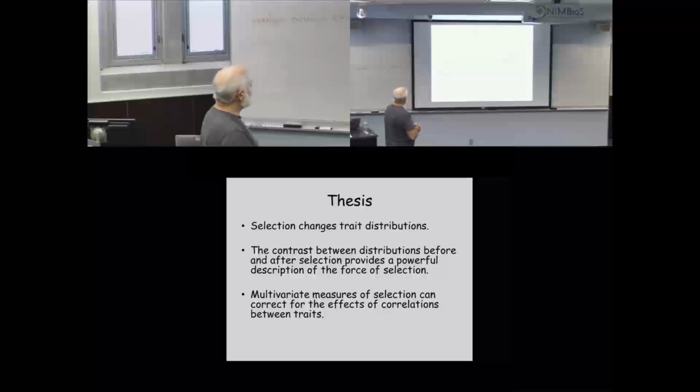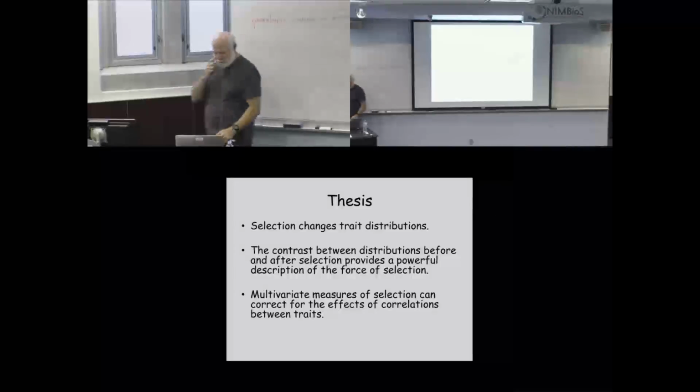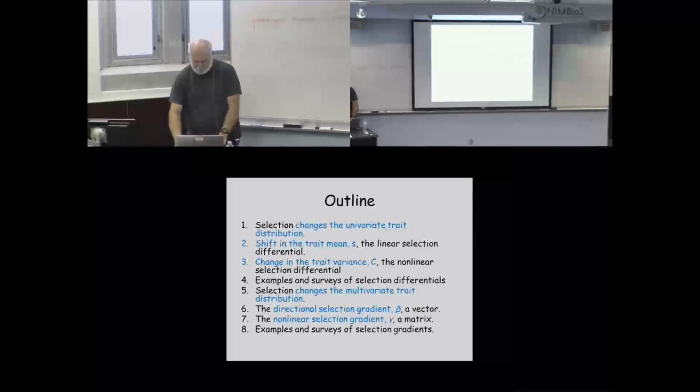It's more intuitive to some people. And then our third point is that multivariate measures of selection can correct for the phenotypic correlations between traits. We talked about the problem of genetic correlations between traits in thinking about response to selection. There's also a problem of phenotypic correlations between traits in interpreting coefficients of selection. And some coefficients are easier to interpret than others, as we'll see.